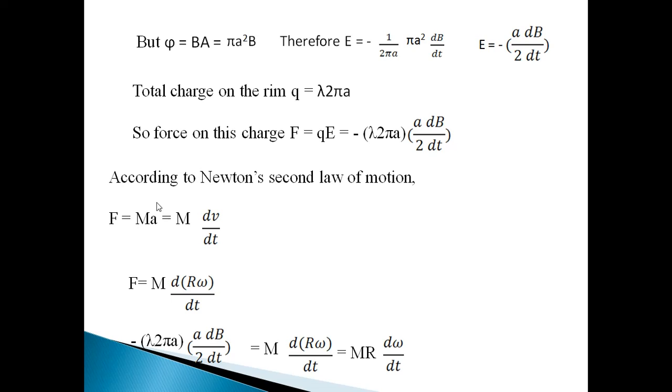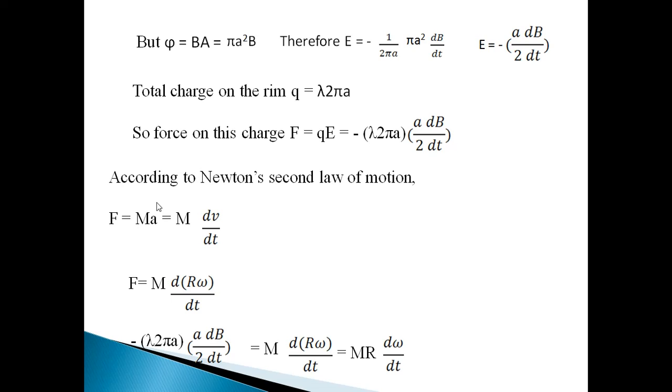Now the total charge on the rim, Q equal to lambda 2 pi a. Lambda is the charge on 1 unit. Therefore, total charge on 2 pi a units will be lambda into 2 pi a. And the force on this charge, F equal to Q into E, is equal to minus lambda 2 pi a into a by 2 dB by dt. But by Newton's second law of motion, force is mass into acceleration. And acceleration is the rate of change of velocity. So we get m into a equal to m into dv by dt.